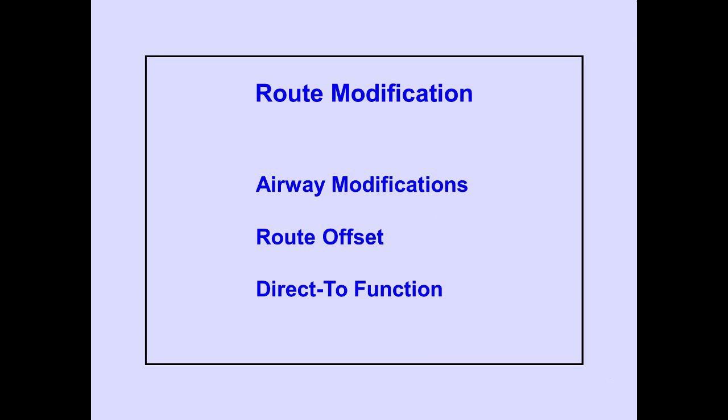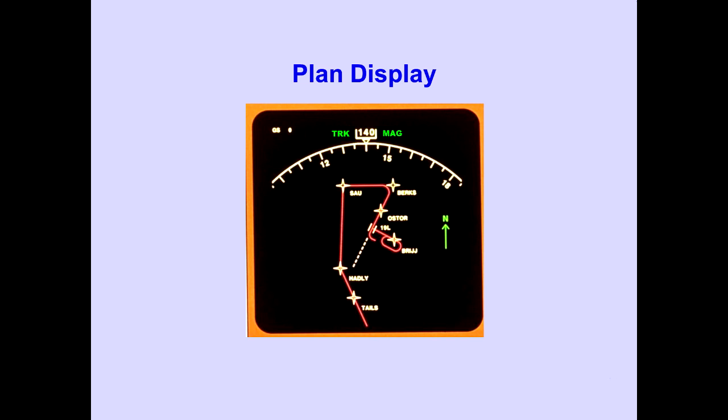Let's first discuss route modification. This will include airway modifications, route offset, and the direct to function. Route modifications may be viewed on the ND using the plan display.